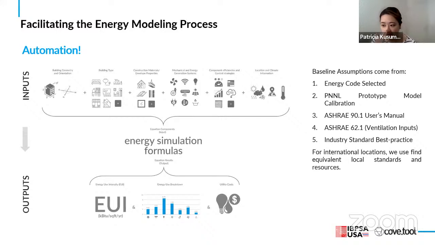So if you look at this slide, we have this input section, which is where we take from the building information model that the design team has spent a lot of time on. We take that geometry, the building orientation, as well as information on the building functionalities and the assemblies.